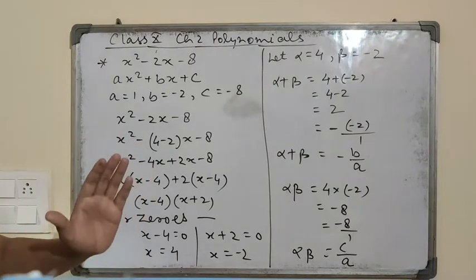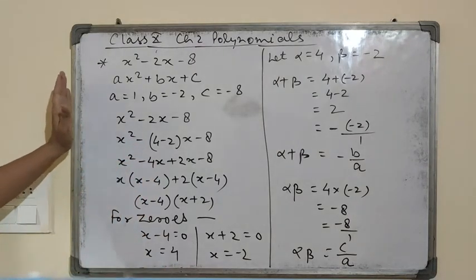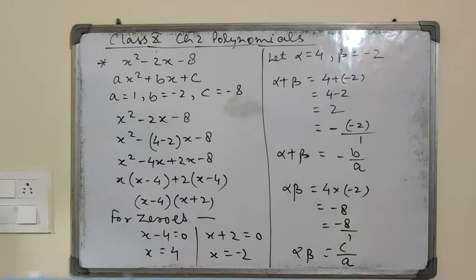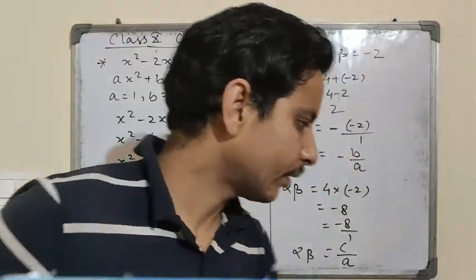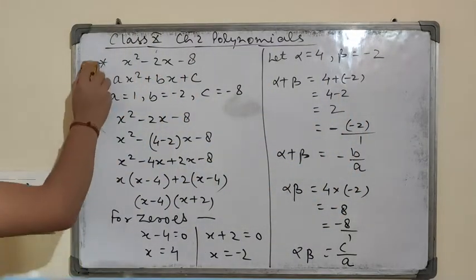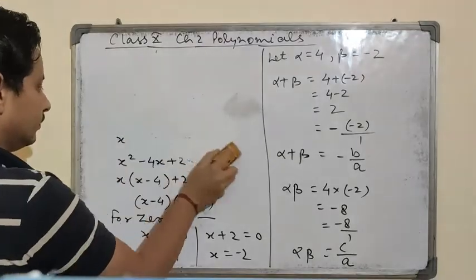Now you can take the screenshot of this question, and then we will start the next question of polynomials, to find the zeros and to verify the relationship between the zeros and the coefficients. Now we will start the next question.